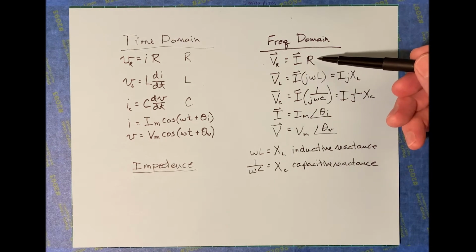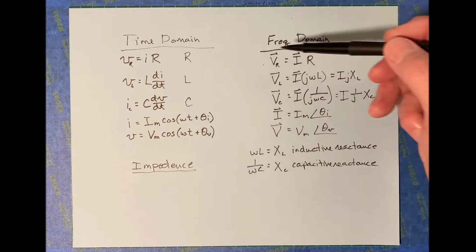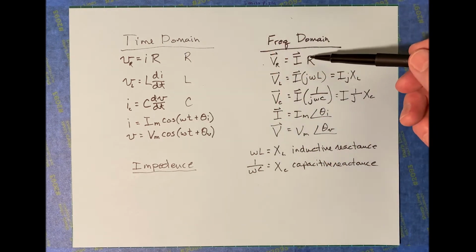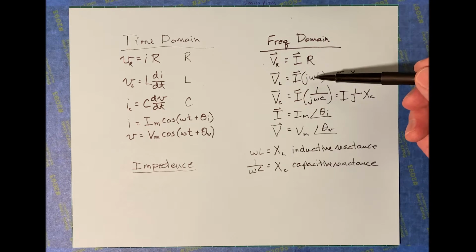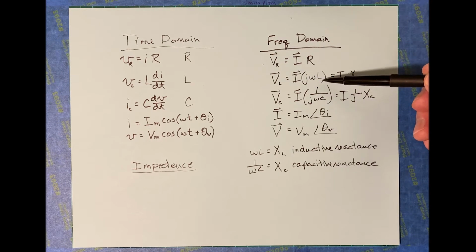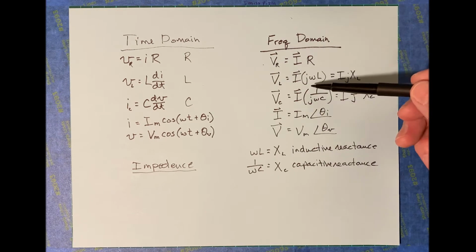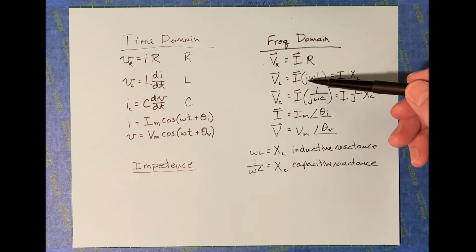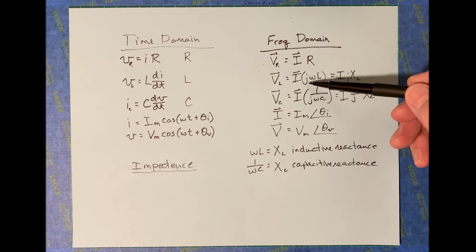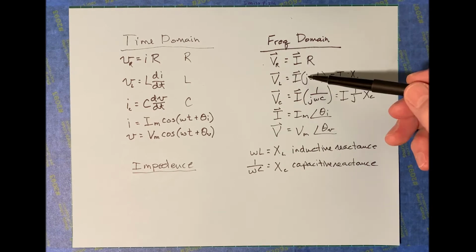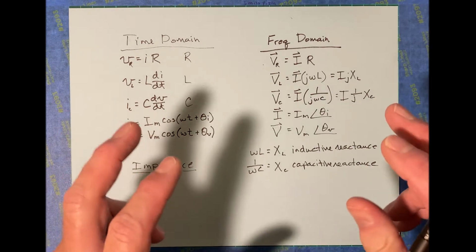So you can see the resistor behaves pretty much the same way in the frequency domain as it does in the time domain. But the inductor and the capacitor, those are a little more complex. I mean, no pun intended. I didn't mean it that way, but it does make sense. These are complex numbers, so they're a little bit more complex.